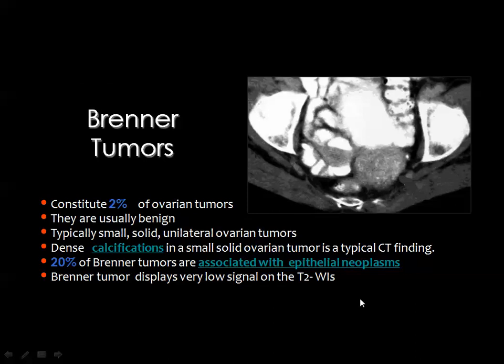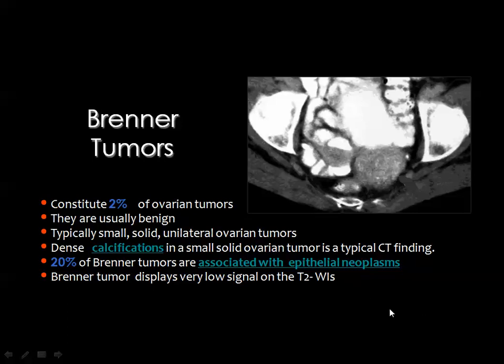Then we came to the Brunner tumor, which represents about 2% of the ovarian tumors, and this tumor is usually benign, and it is in most of the cases a solid lesion, and it contains calcium, which is considered one of the diagnostic landmarks of this tumor on CT, since you know that MRI is relatively insensitive for the detection of calcium. 20% of Brunner tumors are associated with epithelial neoplasms like ovarian cystadenoma or cystadenocarcinoma.